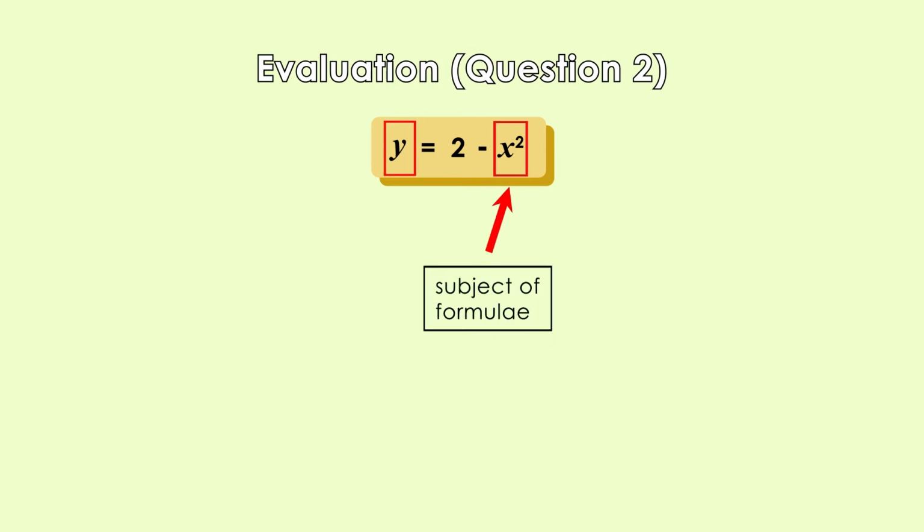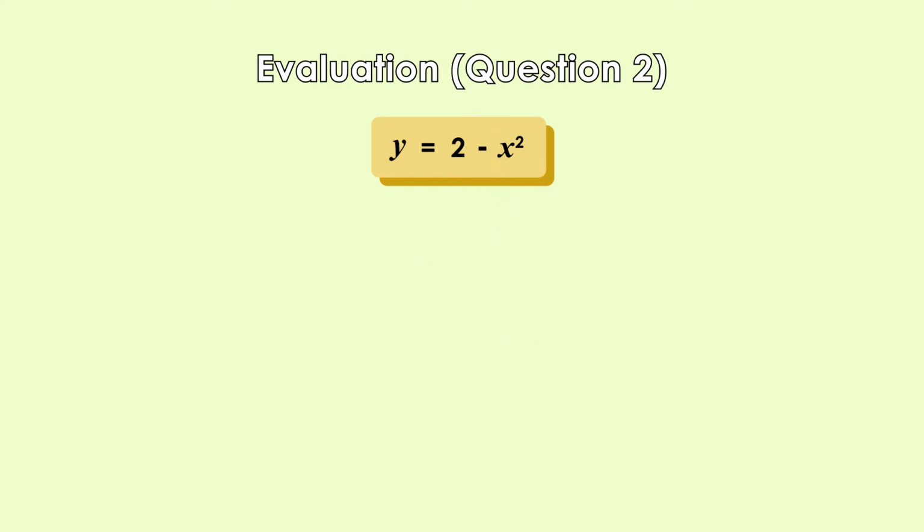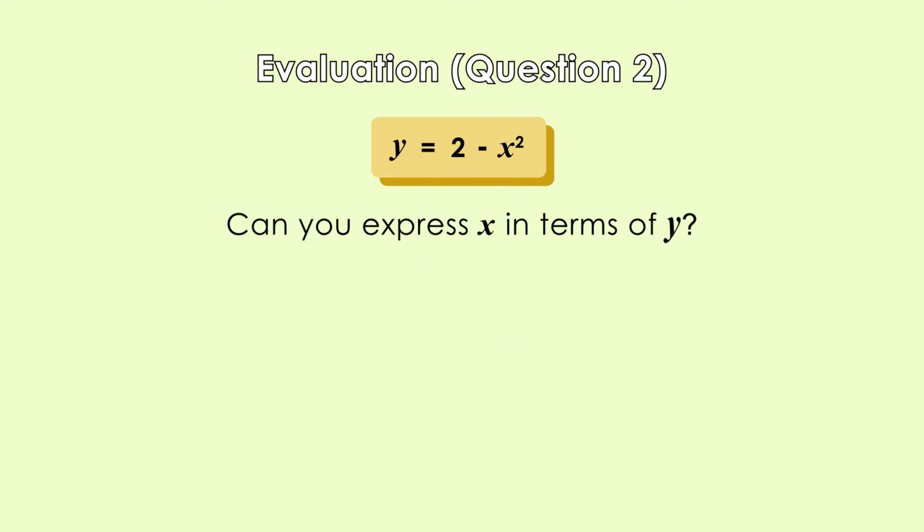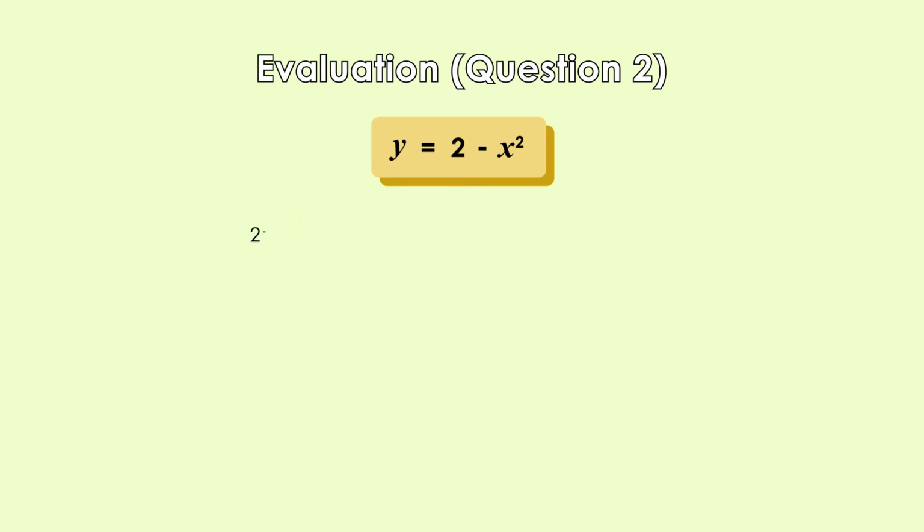Question 2. It's given that y equals 2 minus x squared. Express x in terms of y as the subject of the formula. Dear students, can you express x in terms of y? We can write y equals 2 minus x squared as 2 minus x squared equals y by switching the sides of the equation.